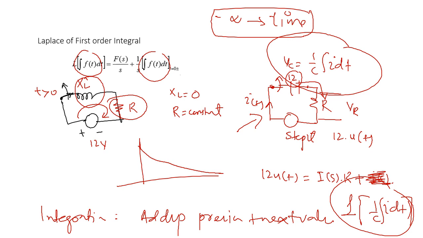So this is the Laplace of a first order integral. Whenever we have this thing, we will keep in mind that the initial value, which is the value before the condition has occurred, will also be involved in the solution.